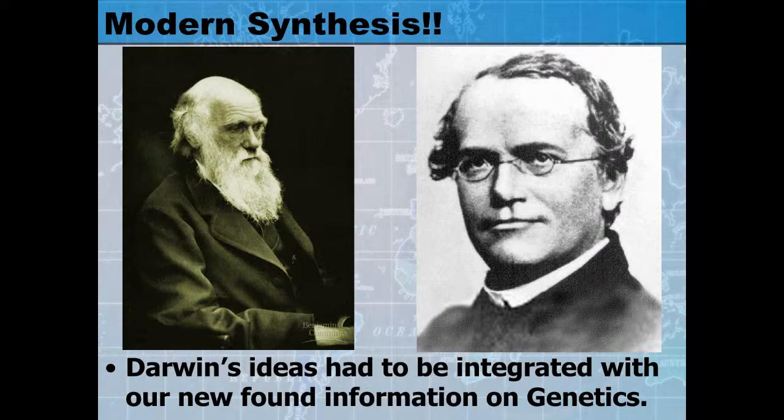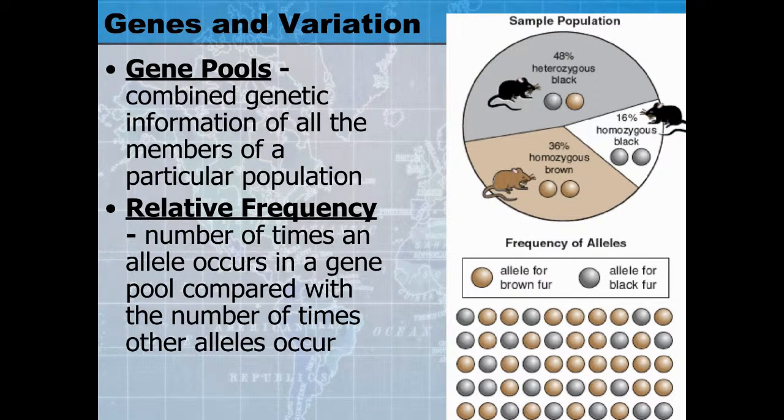Okay. We're going to spend a little time on this slide. This is really just to understand some definitions. That's the whole key, but we're also doing a few little calculations here. A gene pool is the combined genetic information of all the members of a particular population. A gene pool is defined by population. A population is the same species living in a given area.